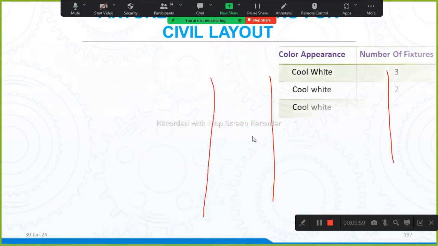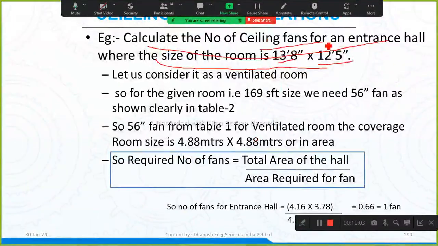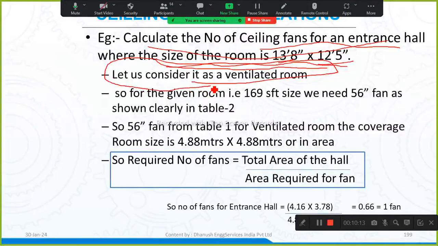So calculate the number of ceiling fans for an entrance hall where the size of the room is 13 feet 8 inches into 12 feet 5 inches. And I'm considering that it is a ventilated room. Let us consider that it is a ventilated room.